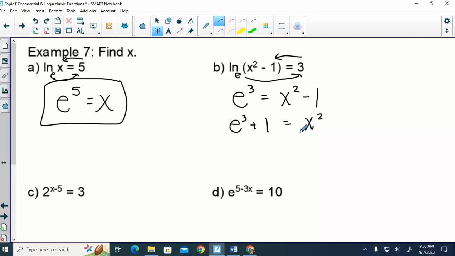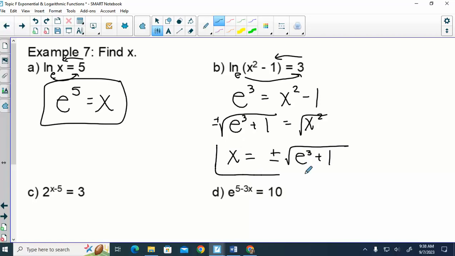How do we get rid of a square? With that, x is plus and minus the square root. You cannot because it's more than one term. Because of that plus 1. You can't.